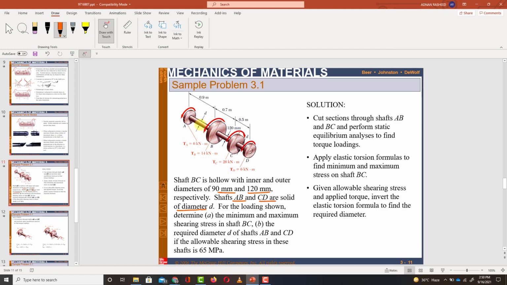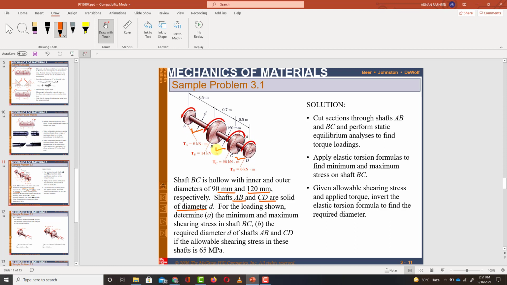So you can see that there are different shafts on which this pulley or this mass is rotating. This shaft is AB, while the mid shaft is BC, and there is another shaft, the third, that is CD. The diameter of this shaft is not known, that is represented as D, and diameter of shaft AB is D, while diameter of shaft CD is also D.